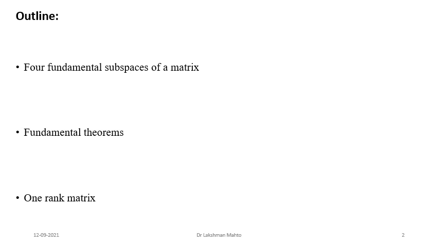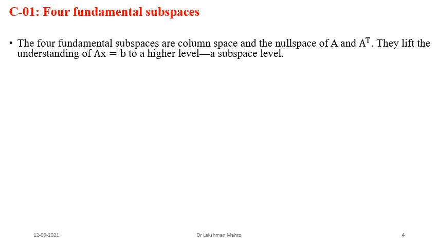Coming to the first part of this lecture, the four fundamental subspaces. I would like to talk here regarding a single matrix. Suppose A is a given matrix. Then the four fundamental subspaces of a matrix are the column space of A and the column space of A transpose. The column space of A transpose is obtained by changing the columns of A to the rows of A transpose, just interchanging rows and columns. So the column space of A is actually the row space of A transpose, or simply the column space of A transpose is the row space of A.